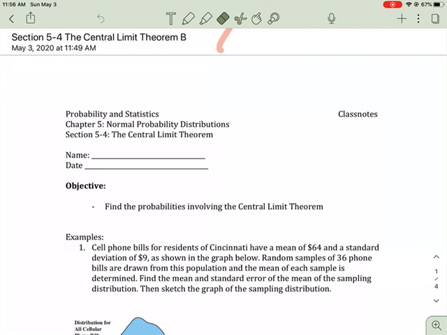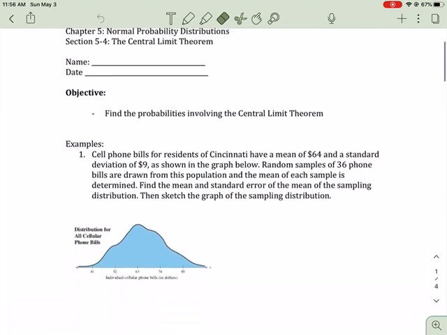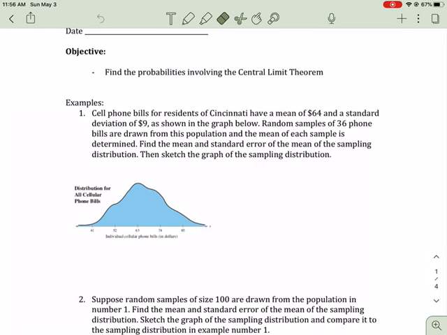Okay, hi everyone. Today we're going to work on finding probabilities involving the Central Limit Theorem. So we're going to spend a couple of minutes talking about applying the Central Limit Theorem and sampling distributions and finding mean and standard deviation. And then we're going to apply the Central Limit Theorem concept to finding probabilities using our Z-chart. All right, so let's take a look at the first couple examples.